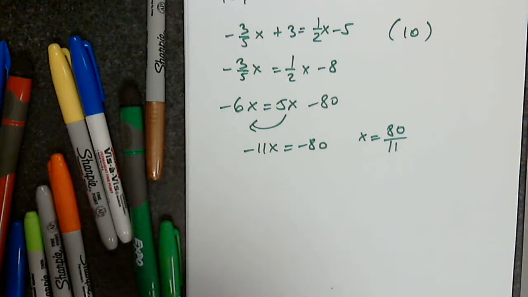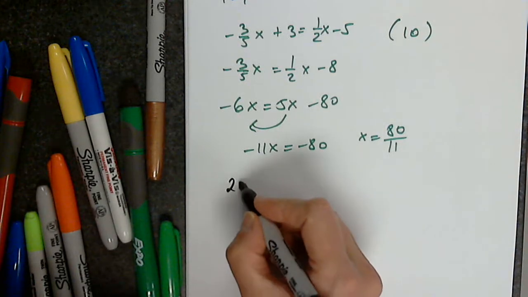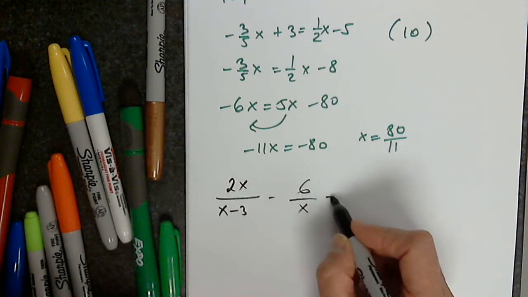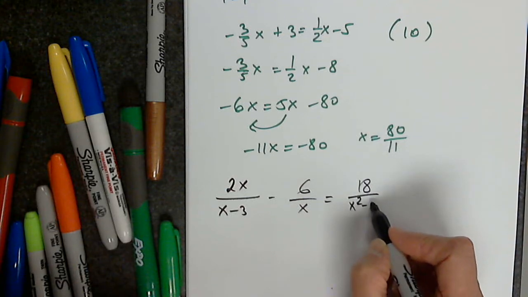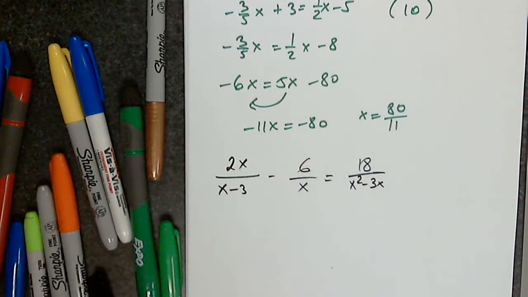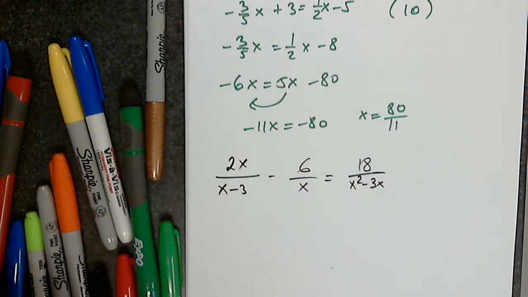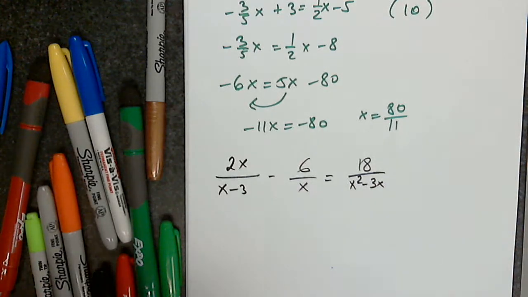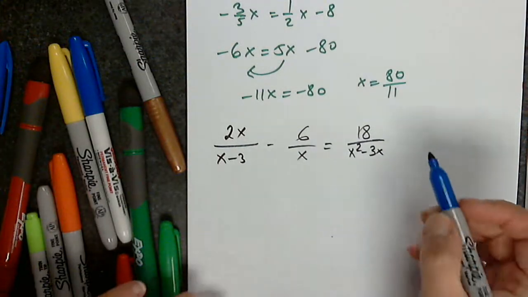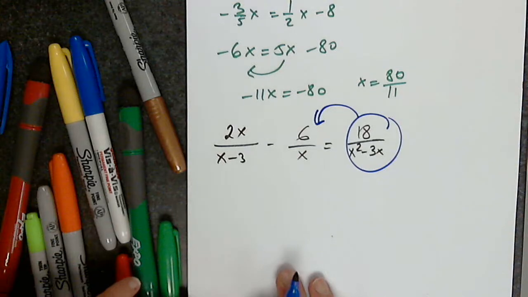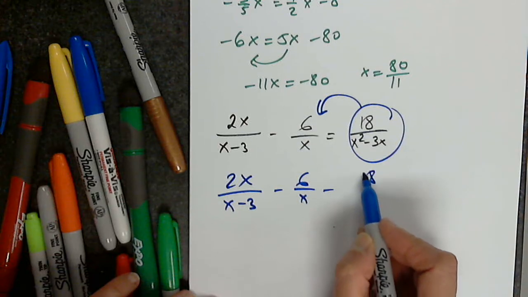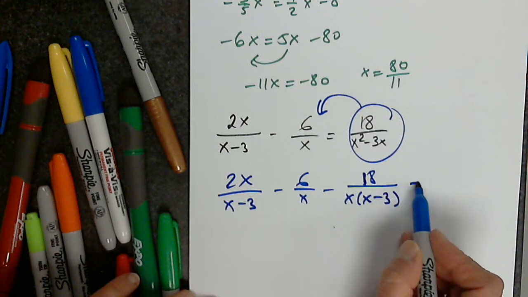2x over x minus 3 minus 6 over x equals 18 over x squared minus 3x. So this is a rational equation. There are several different ways of solving it. The method I think is easier to explain and understand, but it may not be for everyone, is this: I move this term to the other side, and I get 2x over x minus 3 minus 6 over x minus 18 divided by x times x minus 3.